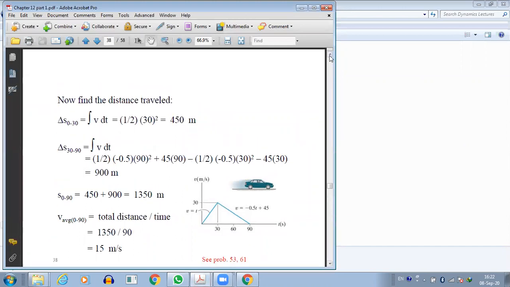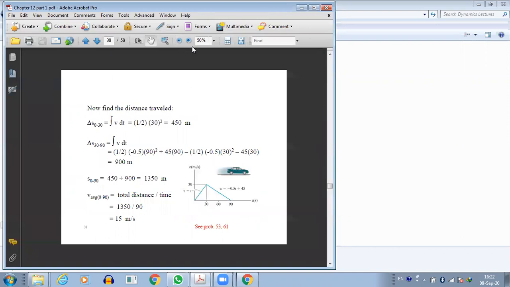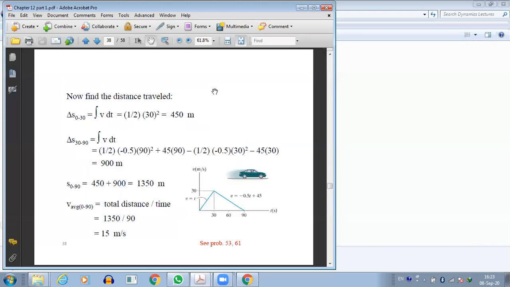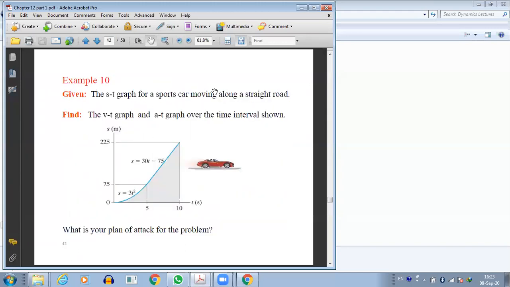Okay, so let's move ahead. This problem is done. Let's move to another problem, example 10. But it's again a very simple problem. The ST graph is given, and what do you need? We need the VT graph and AT graph. If S is given as a function of time, the only thing you need to do is differentiate both equations one time, then differentiate both equations another time. So two times differentiation will give you the answer.